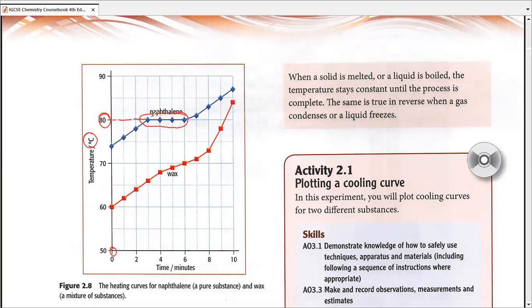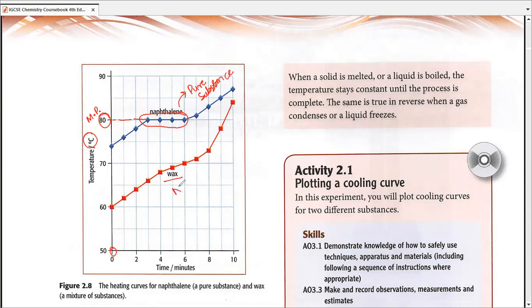We took it to around 80 degrees centigrade at about 3 minutes, and all the way to 6 minutes, the whole of naphthalene took its melting point and was converted from solid to liquid at this specific temperature. Right now, naphthalene is actually a pure substance, as the name suggests.